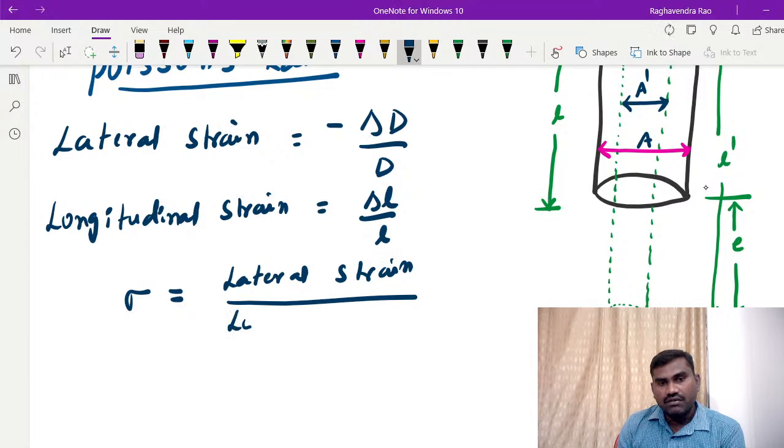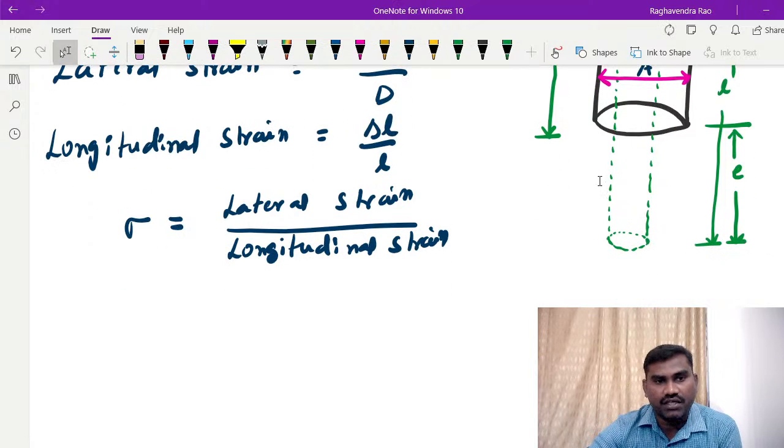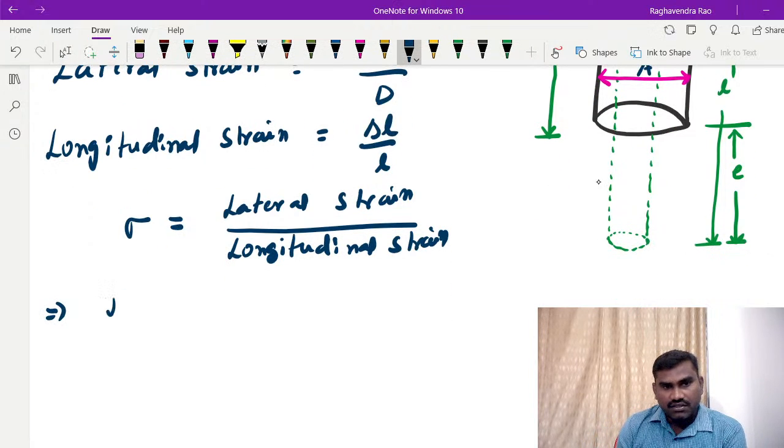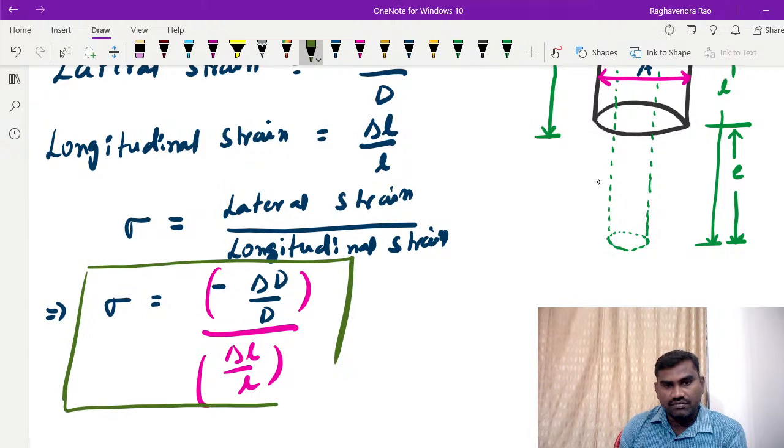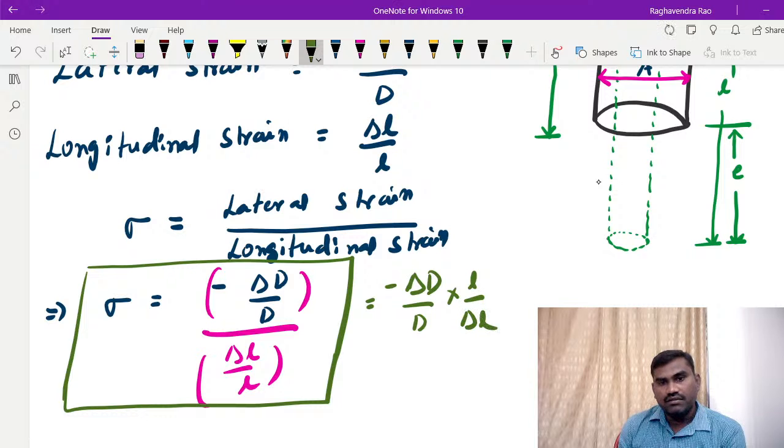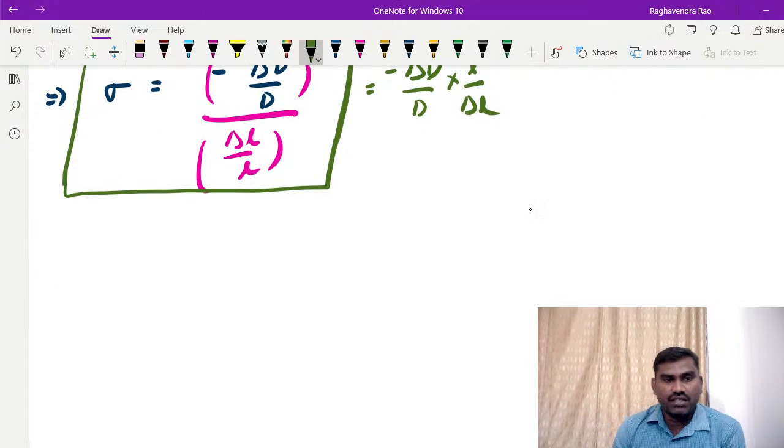Poisson's ratio is the lateral strain divided by the longitudinal strain. That implies sigma is equal to minus (delta d by d) divided by (delta L by L). So this is the expression for Poisson's ratio. We can also write it as minus delta d by d into L by delta L.